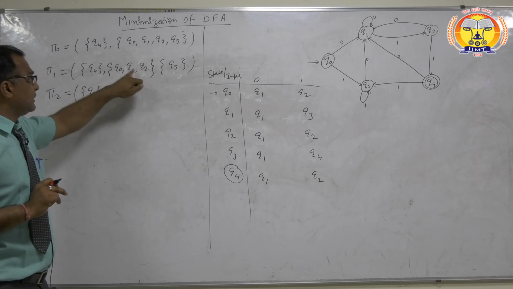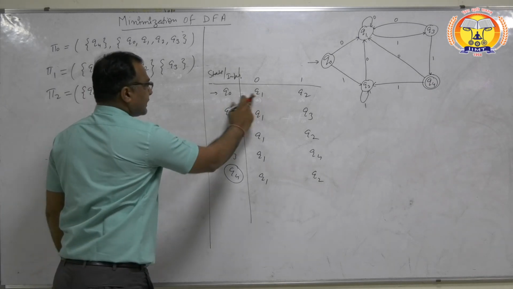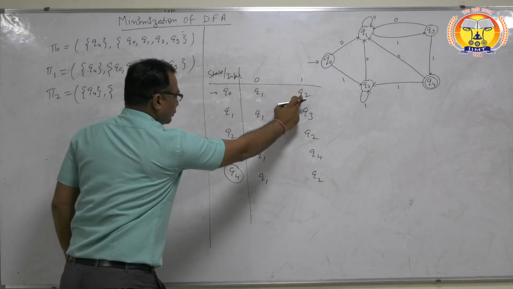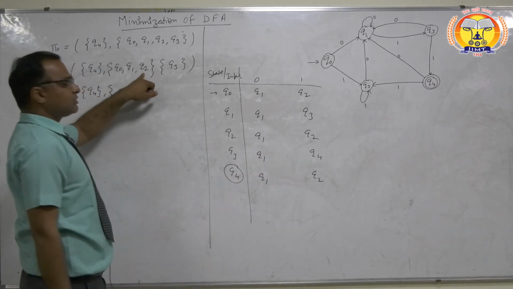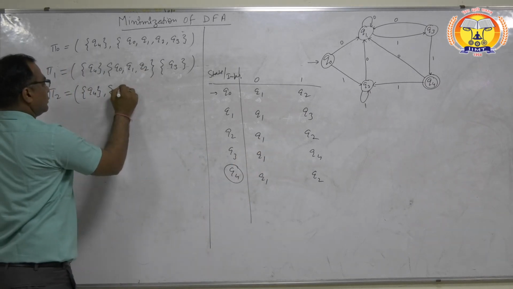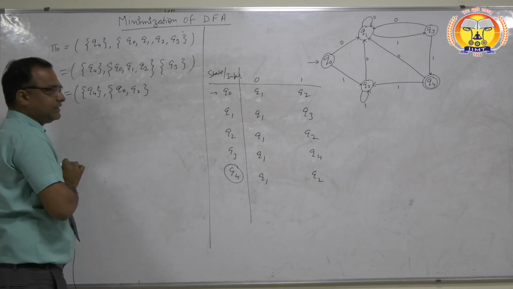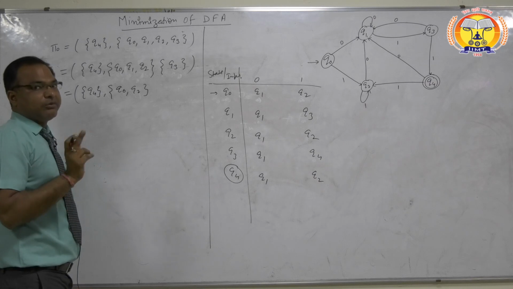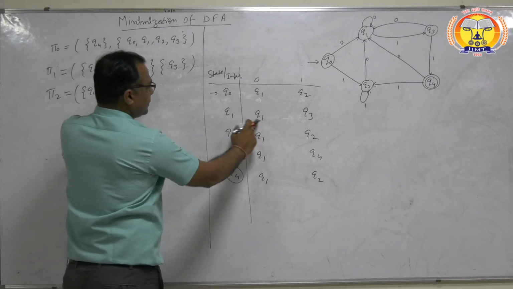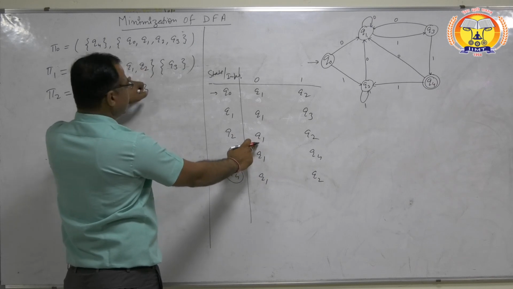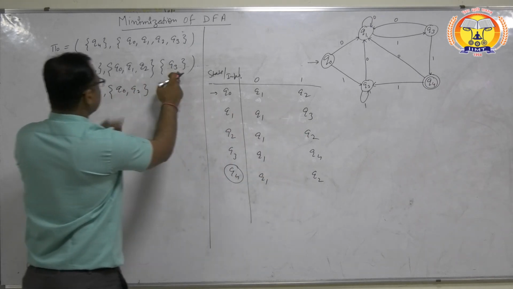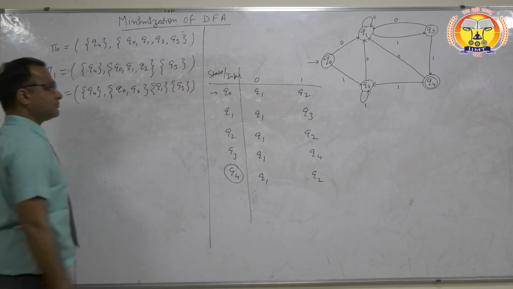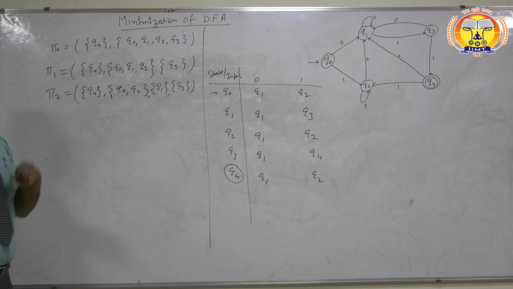Now we will check for Q0 and Q2. On 0 from Q0 we are getting Q1, from Q2 we are getting Q1, and Q1 belongs to the same set. On 1 input we get Q2 from both, and Q2 belongs to the same set. It means Q0 and Q2 belong to the same set. That's why Q1 and Q2 are also not 2 equivalent to each other. Let's check: Q1 here and Q1 here, same set; Q3 here, Q2 here, Q3 at Q3 here. So this is Q1 again. So these are the pi 2 equivalents.